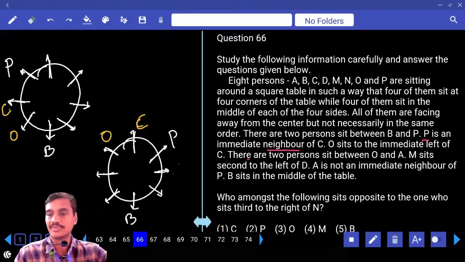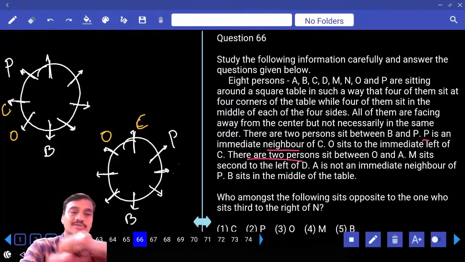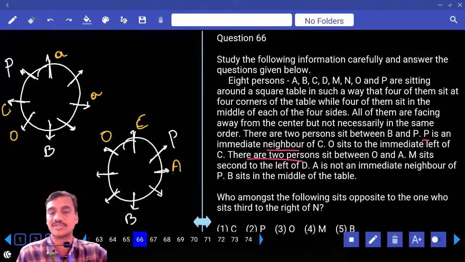And next one, there are 2 persons between O and A. In between O and A, there must be exactly 2 people. A can be either at this place or A can be here. 2 possibilities once again. And here also 2 people between O and A. Now in this case, A must be at this place. There is no other possibility.